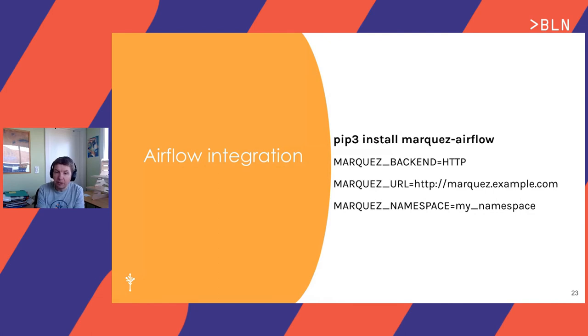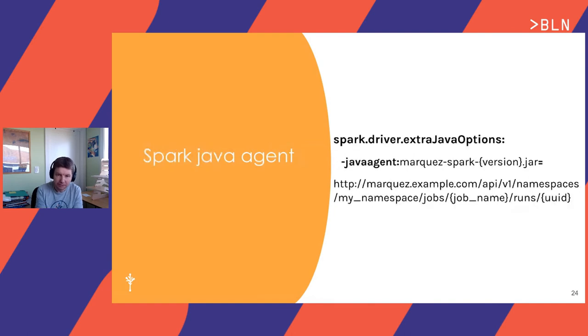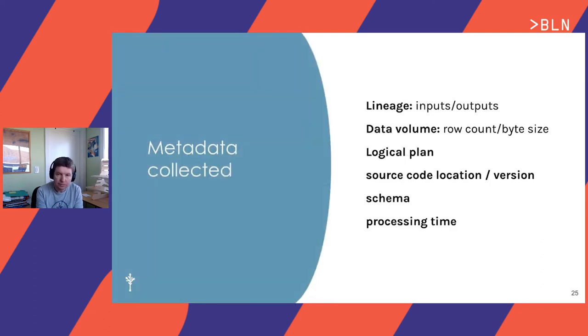So when using it with Airflow, the way this works is you just install the Marquez Airflow Python package. And so to add Marquez as a plugin, so to speak, to your Airflow integration, you can just configure it to point to your Marquez instance and start collecting OpenLineage events. When you use the Spark integration, there's a similar mechanism where you can use the Spark driver extra Java option to add the Marquez integration and point it to the endpoint where you're going to be able to collect lineage.